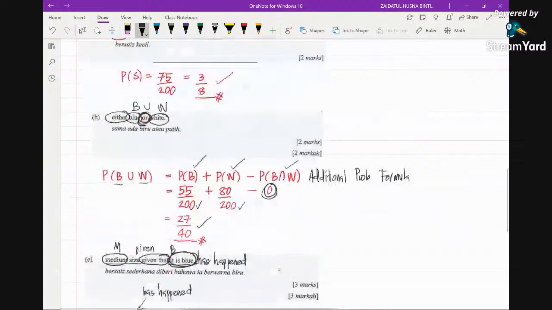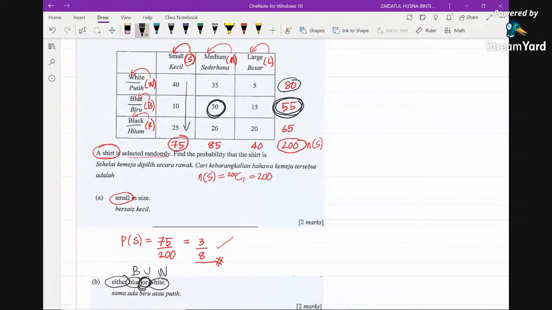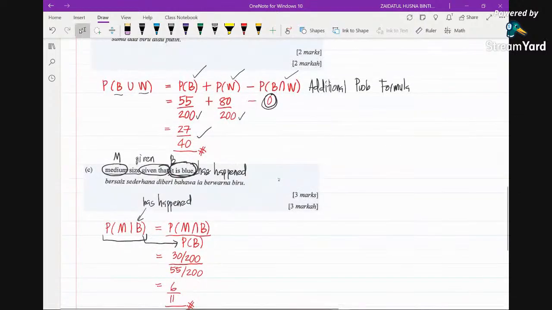So you just refer to the table. M intersect B, so this is where you can find the intersection. It's 30 over 200 divided by P(B), which is 55 over 200. So 30 over 200 divided by 55 over 200 will give you 6 over 11.